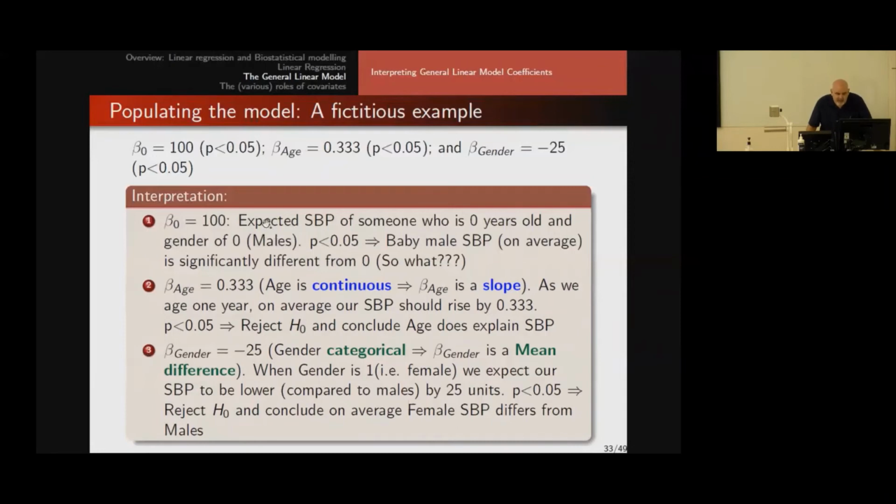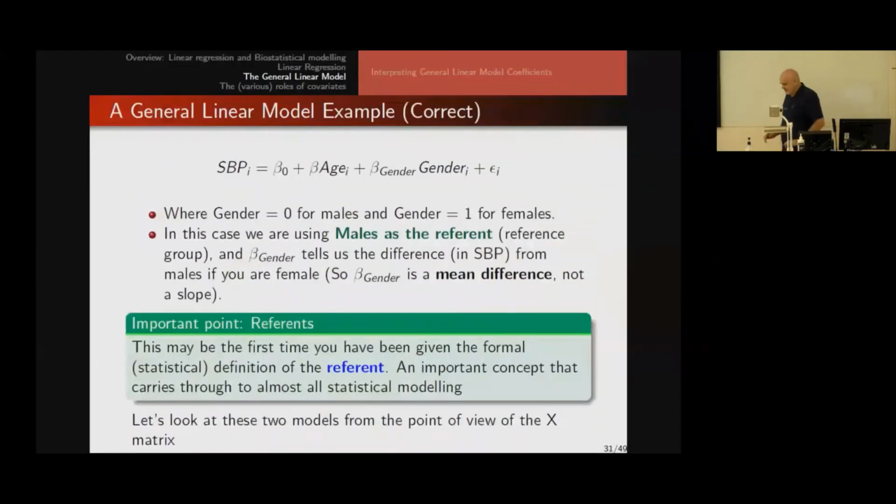Okay, so beta 0 equals 100. It is the expected systolic blood pressure of someone who is 0 years old and gender male. In other words, if I'm looking at my model, there it is, and the age term disappears because it's 0, the gender term disappears because it's 0, all that I'm left with is the beta 0, okay? So in other words, newborn males have an expected systolic blood pressure of 100.